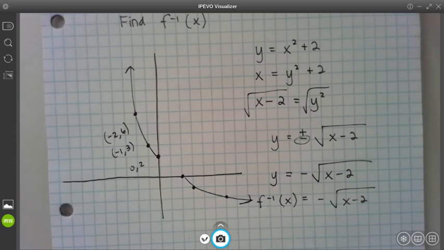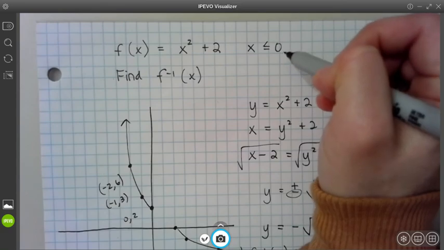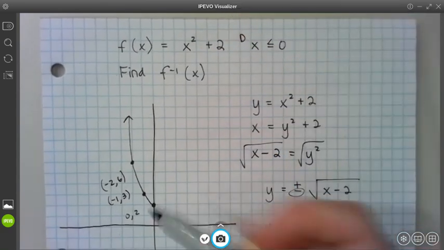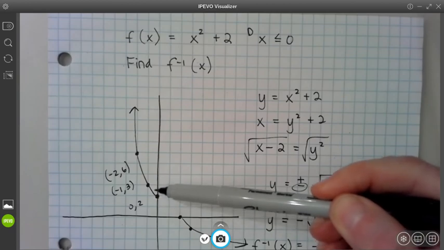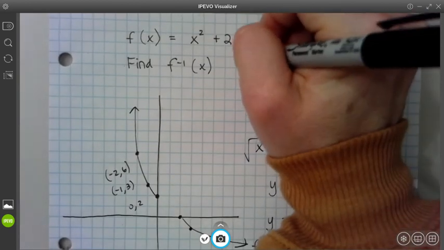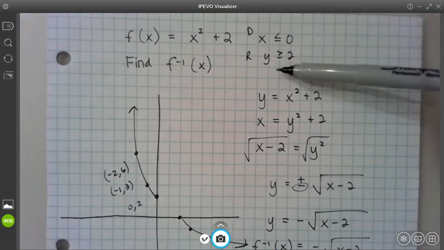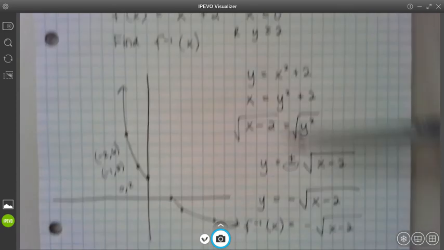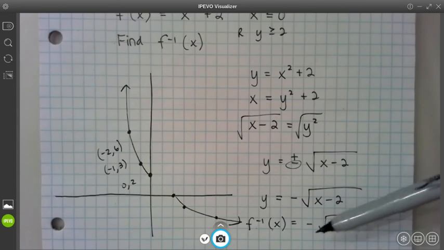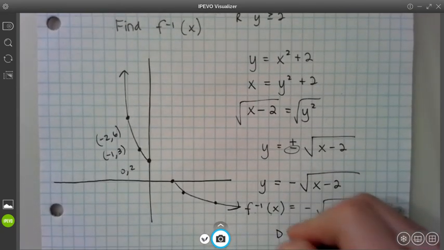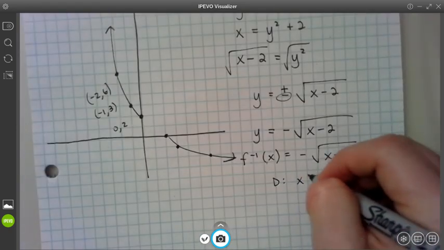All right, so what if they asked you for the domain and range? Well, we already know the domain of the original is x less than or equal to 0. The range, if you look at its graph, is y greater than or equal to 2. As long as you know the original's domain and range, you automatically know the domain and range of the inverse. The original's domain is the inverse's range, and the original's range is the inverse's domain. So the domain of your inverse: if the original's y's are greater than or equal to 2, then the inverse's x's will be greater than or equal to 2.